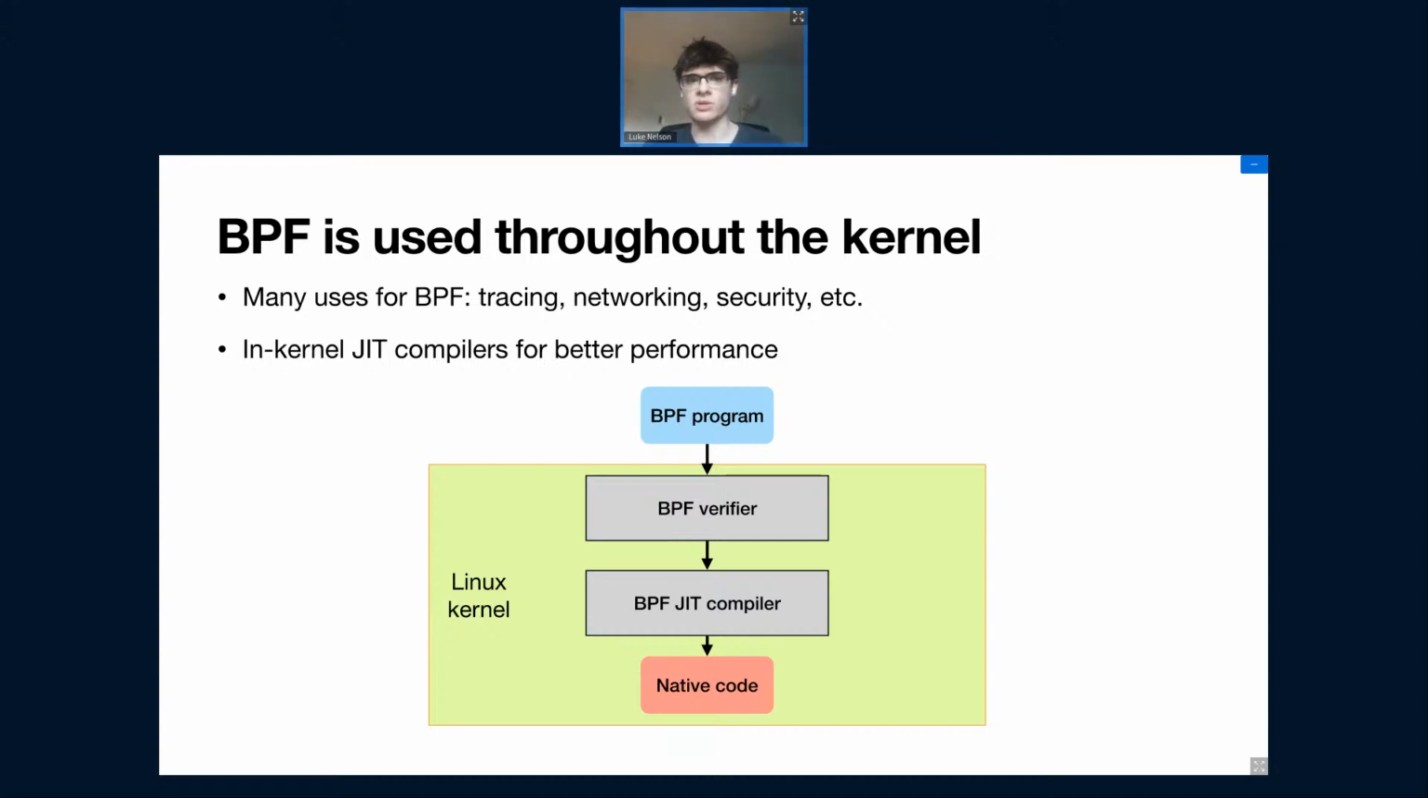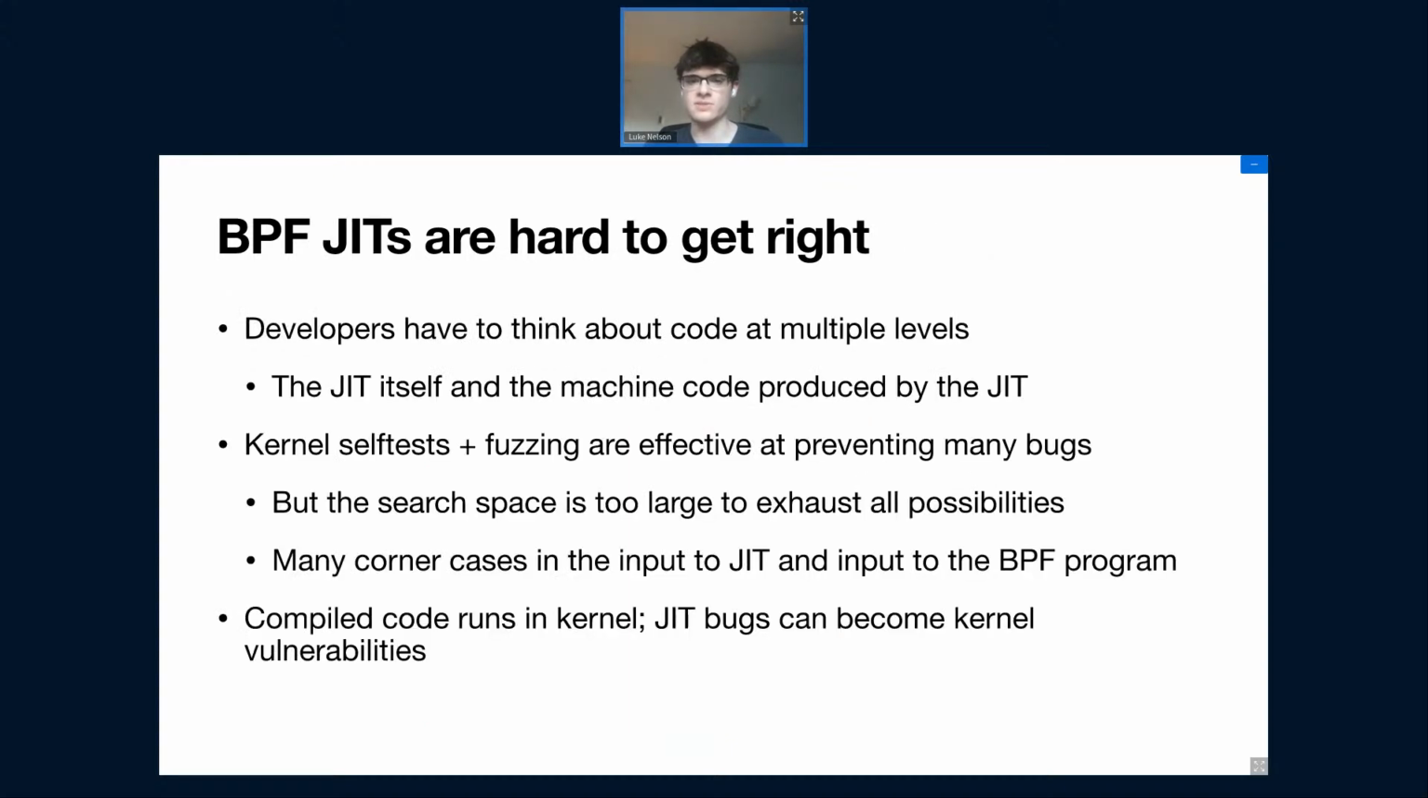So one problem with these BPF JIT compilers is that they can be very difficult to get right. The main reason is that when you're writing a BPF JIT compiler, you have to think about code that's executing at multiple different levels. What I mean by that is that you have to think about the code that's executing in the JIT itself, as well as the machine code that's being produced by the JIT.